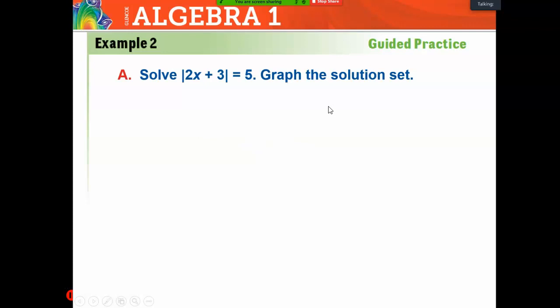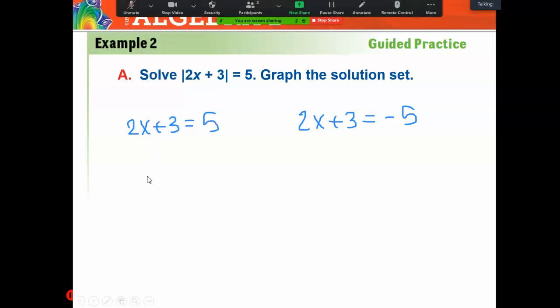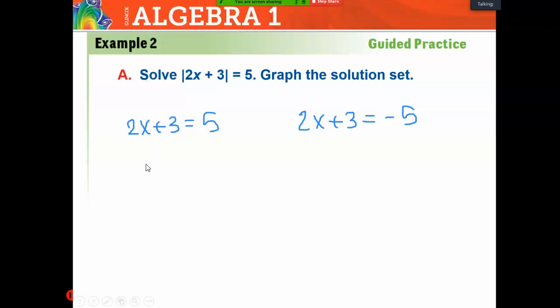How about you have to bring them down, 2x plus 3 equals 5. Yep. Then 2x plus 3 is equal to negative 5. Very good. Fantastic. And then, guys, what do we do? Solve for x. So I'm going to leave you to finish out that one and the next one. Okay? Bring those back done for me tomorrow.